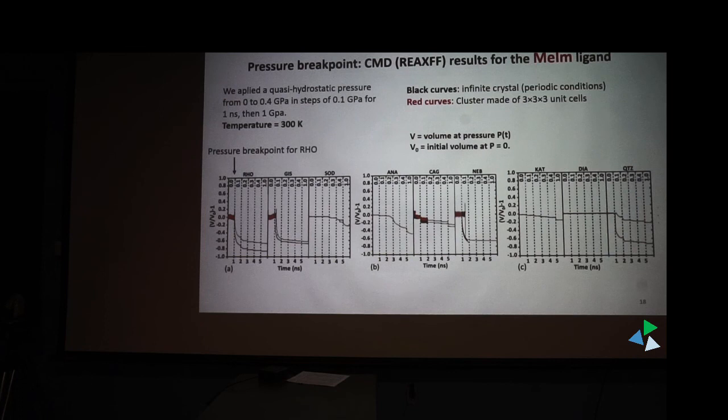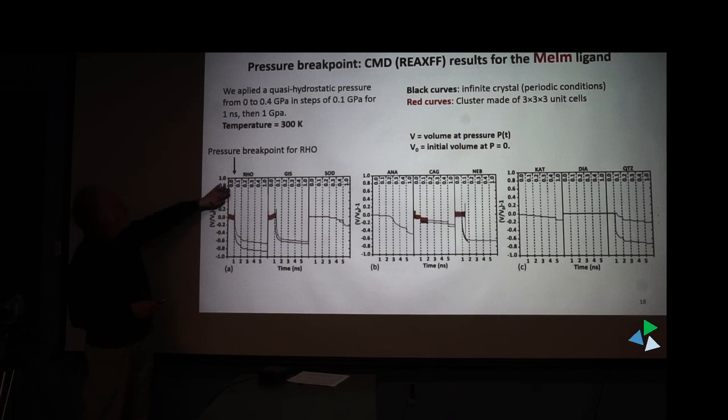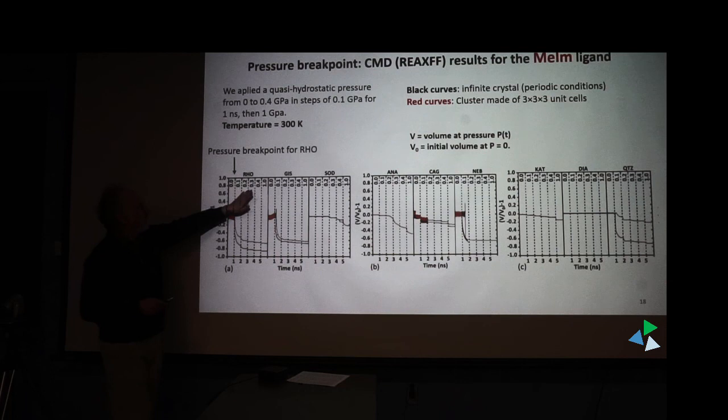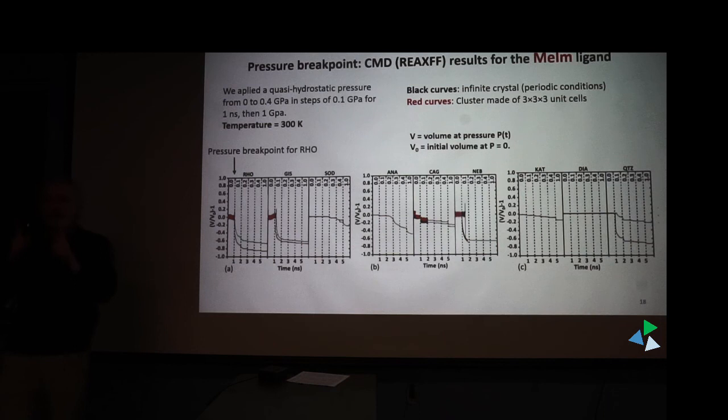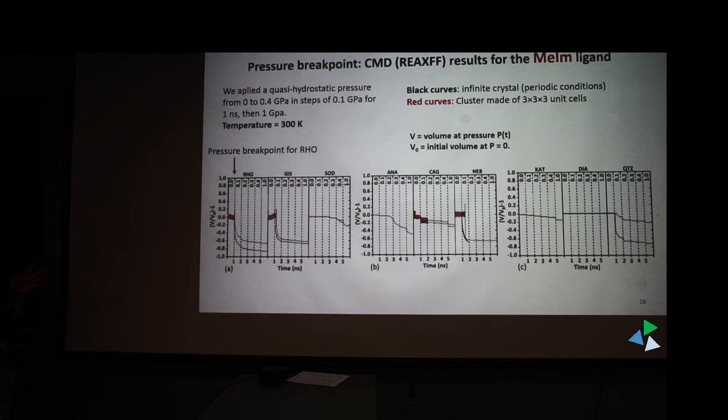We apply this over time, which is shown here. We applied pressures of 0.1 gigapascal, 0.2, 0.3, 0.4 gigapascal, then 1 gigapascal. And for each pressure, we applied it for 1 nanosecond. That's why we have 5 nanoseconds in total here.